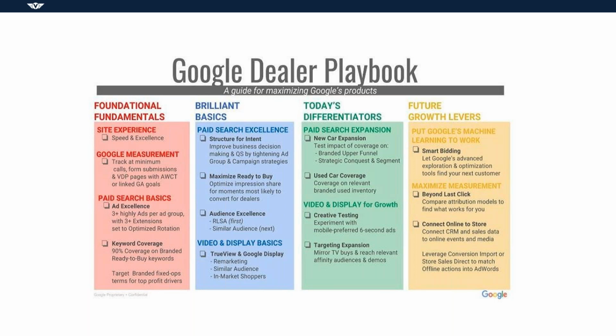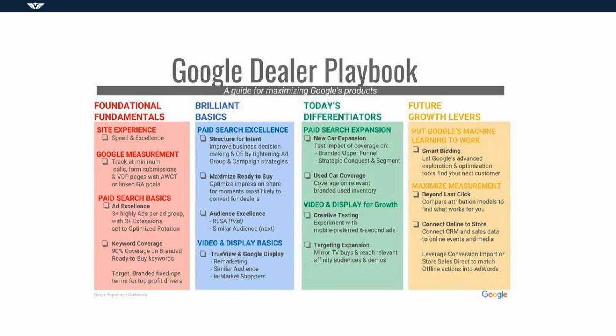The general gist of this, and I'm going to repeat this a lot today: you don't go from foundational fundamentals to brilliant basics until you've checked those boxes to the left, and the same thing moving forward. I know there are probably some people on the call who want to hear about the future growth levers bucket: how do I implement smart bidding and last click attribution changes and connect online to store? I'm going to cover it, but please don't jump straight there without having the boxes before that generally checked off.